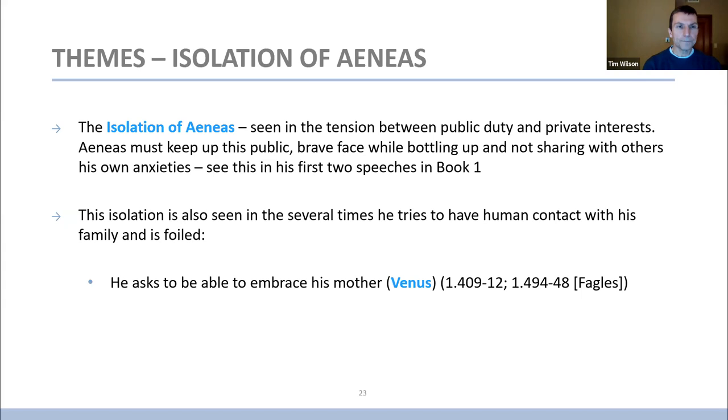We also see this isolation in the sense that several times he tries to have human contact with his family and is foiled. One is that he asks to be able to embrace his mother, Venus. Venus is the Roman equivalent of Aphrodite, and she is Aeneas's mother. Now, Achilles has several touching scenes with Thetis. Thetis embraces Achilles in the Iliad when he is grieving after the death of Patroclus, or at the beginning when he's grieving because he lost his Briseis, his war prize. So Thetis is always there embracing and helping Achilles, but Venus only shows up in disguise.